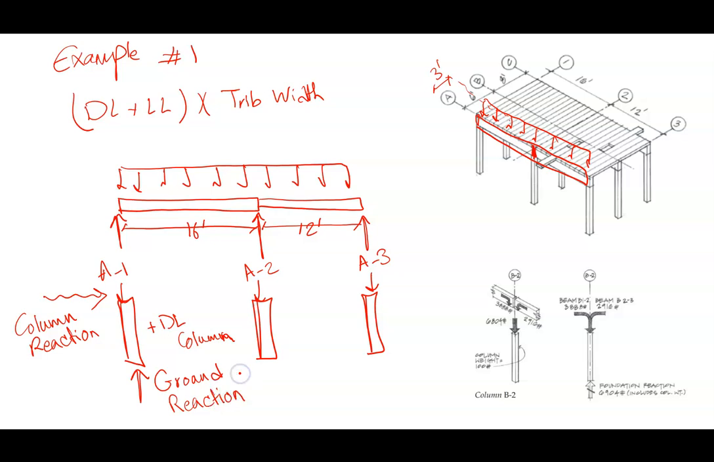So this is foundation or ground reaction, and the load transferred from the beam to the column is our column reaction. We need to add column weight to column reaction to get ground or foundation reaction.